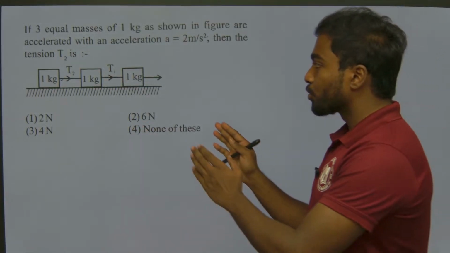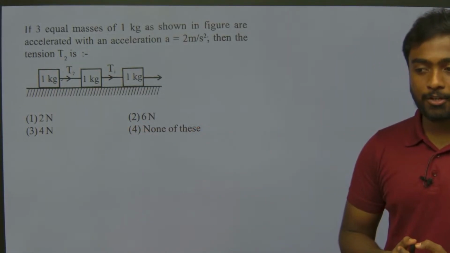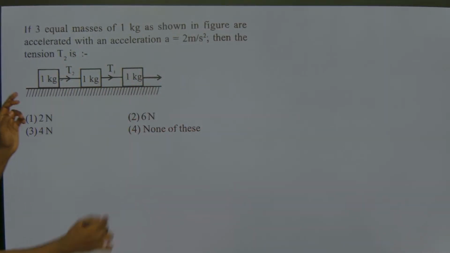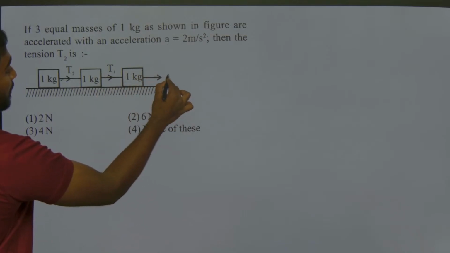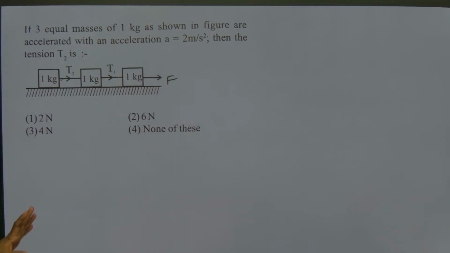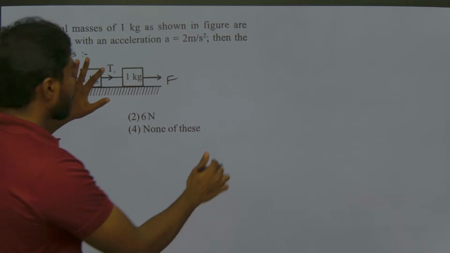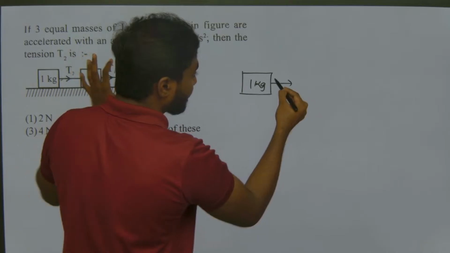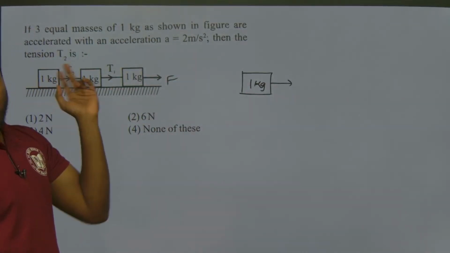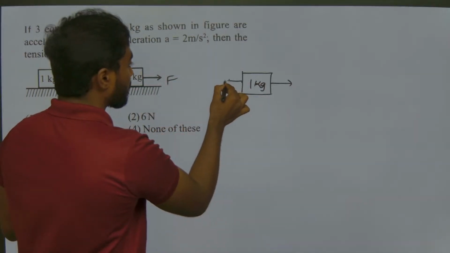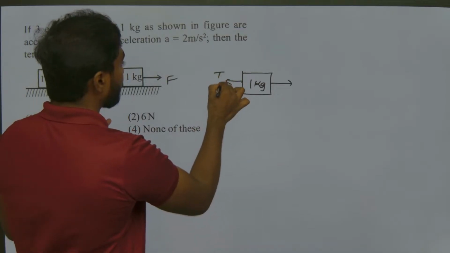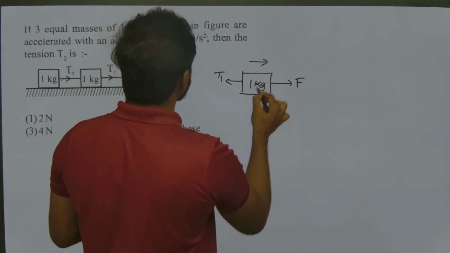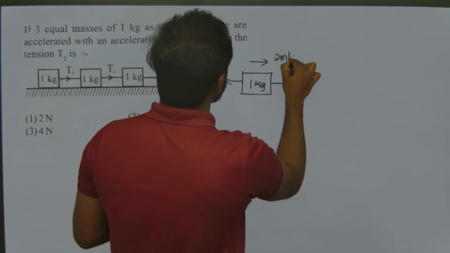Okay, so what should I do? I should draw the free body diagram first of all. So let me take the free body diagram now for the first case. What they have given is that it is applying some force. The first one, 1 kg, force is acting in this direction, so tension will be in the opposite direction. So this is my tension T1. This force is accelerating it, how much? 2 meter per second square.